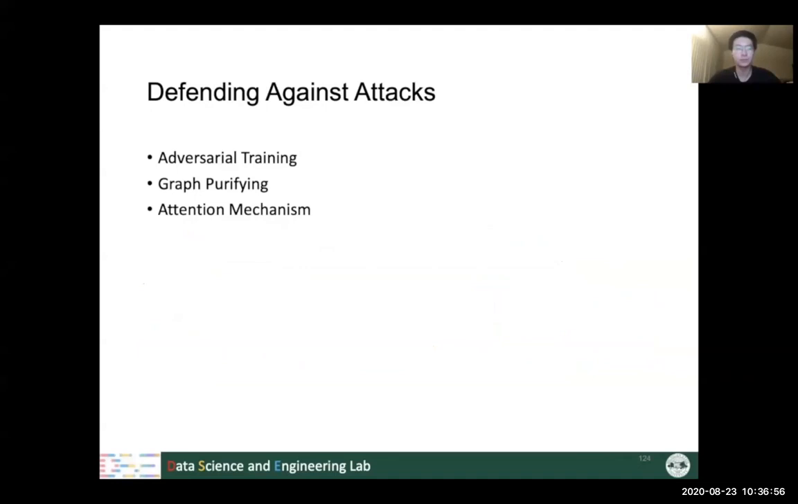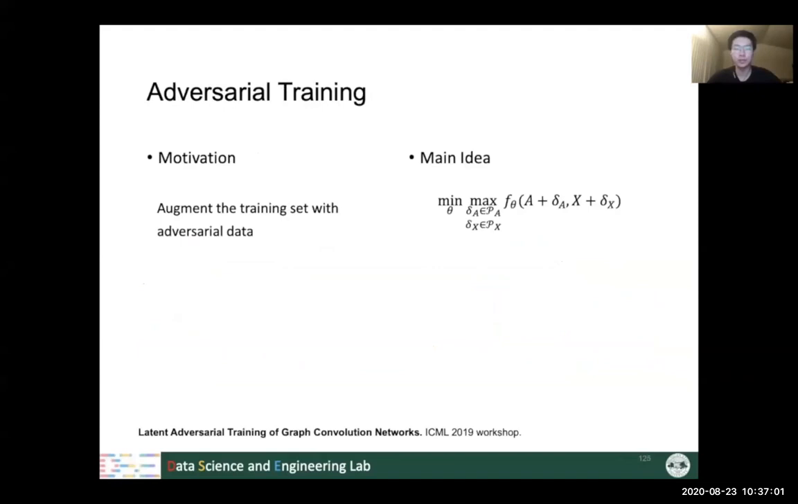Let's first talk about adversarial training. The motivation of adversarial training is to augment the training set with the adversarial data. So the main idea of it is to first find the perturbation delta A and delta X that can maximize the GNN loss. And then GNN is trained on the changed graph to minimize the training loss. By iteratively doing so, we can obtain a robust graph neural network model.